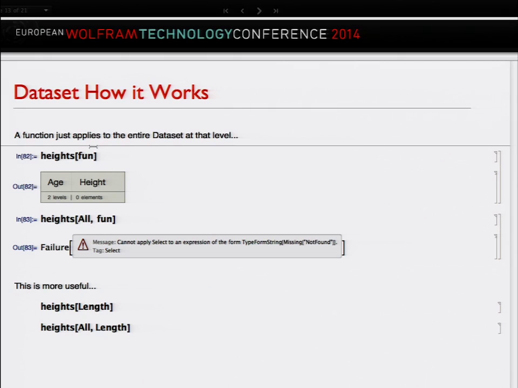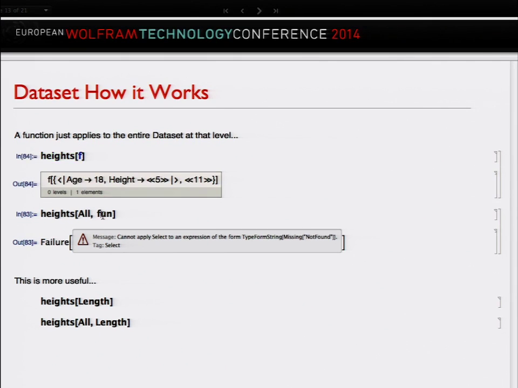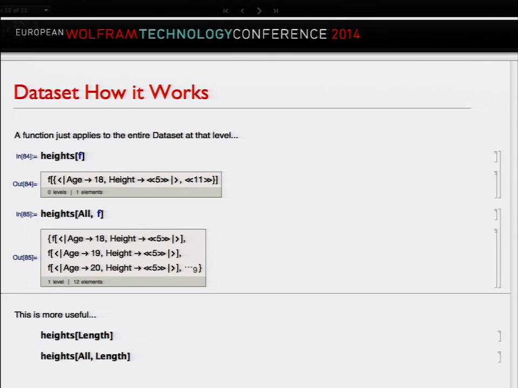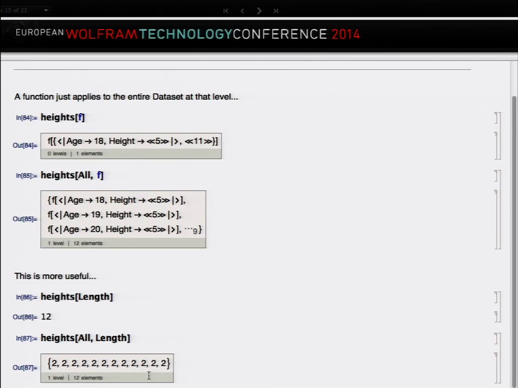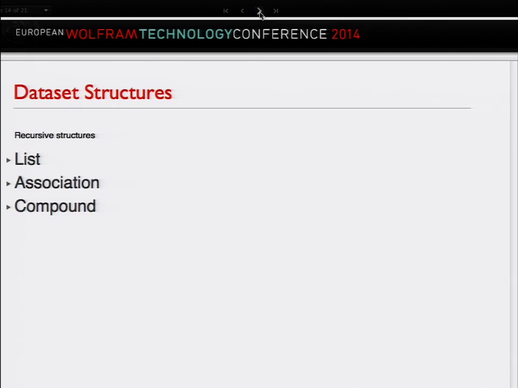Oh, I know what the problem is. I've got a definition for function. Right. So if I put just an arbitrary thing into a dataset, it applies that at each level. So an unknown function is not very useful, but I could, for example, put in Length to get the number of elements in the dataset. Or here, I'm going to get all of the elements.